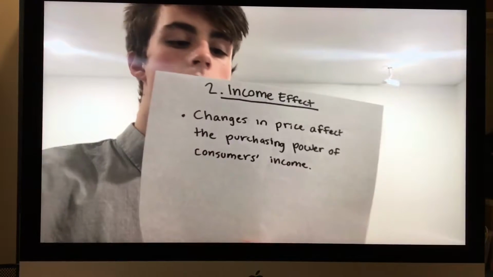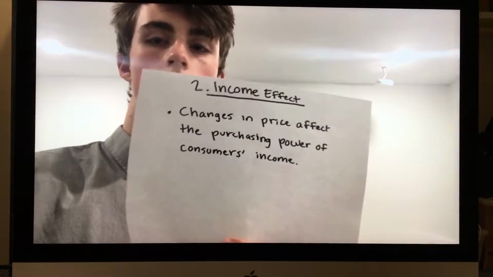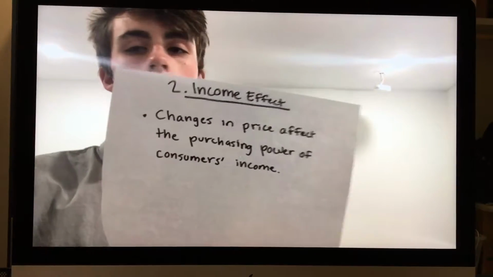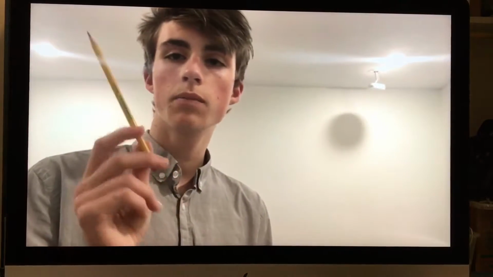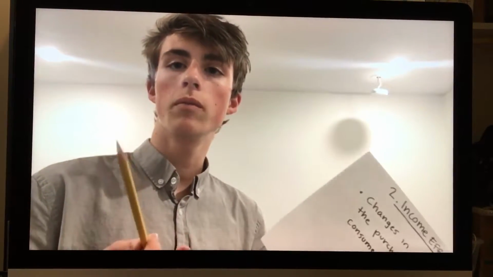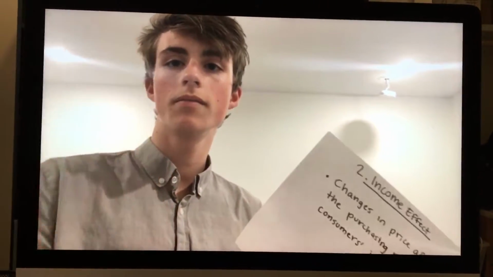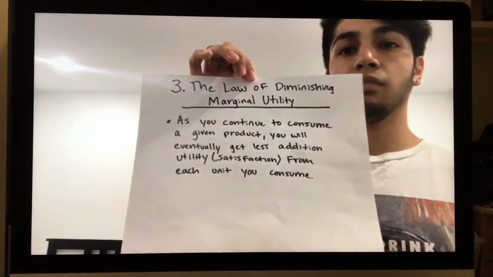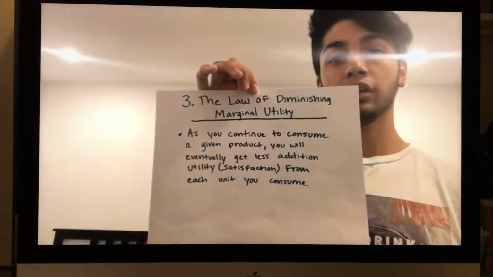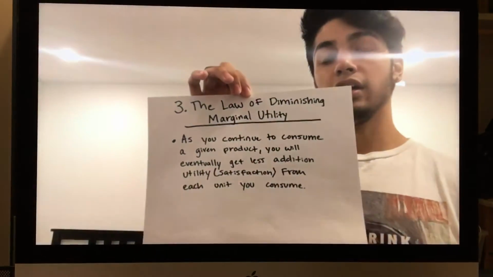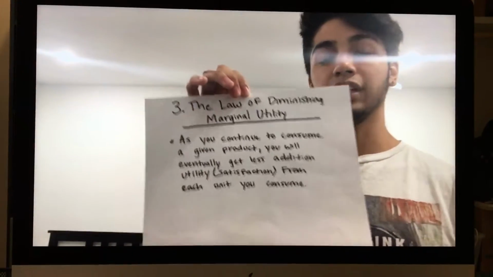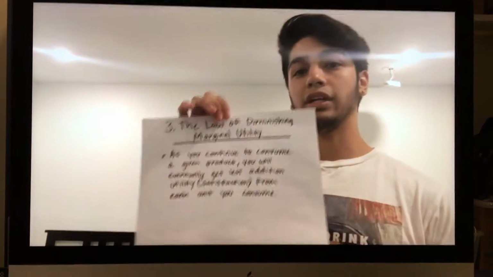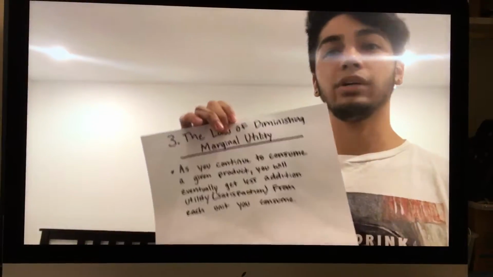The second reason why the demand curve is downward sloping is due to something called the income effect. Basically, the income effect states that changes in the price of a certain good or service affect the consumer's purchasing power. So, for example, if the price of this pencil dropped 20 cents, then the demand would increase because more people would be able to afford this pencil. And the third reason is the law of diminishing marginal utility, which states as a consumer continues to consume a product, he or she will receive less satisfaction each time they consume a unit of the given product. For example, the more you eat at P. Terry's, the less satisfying it will become.